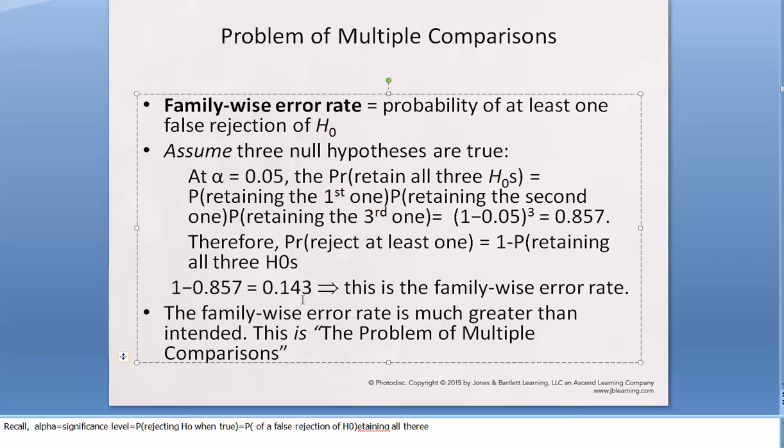That means there is a chance of rejecting at least one H null falsely with 14.3% chance. That's pretty high. Okay, so even if you like to have a small probability of making the mistake, you will end up with the probability of making the error to be much higher. So that is the problem with multiple comparisons.